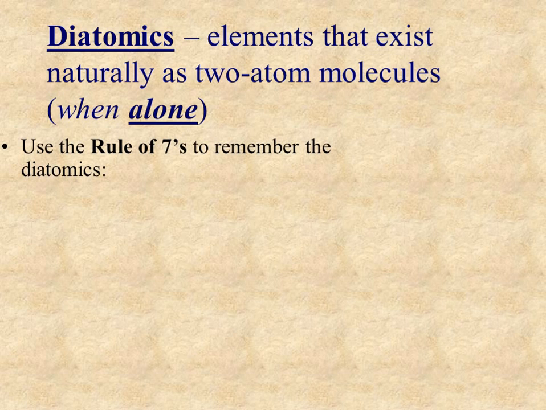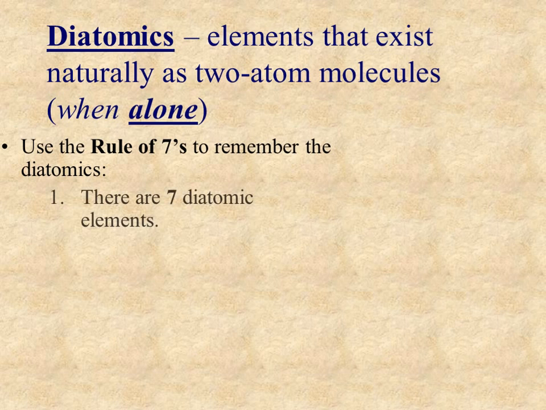So to remember these 7 elements, the 7 diatomic elements are hydrogen, nitrogen, oxygen, fluorine, chlorine, bromine, and iodine. There are a couple of different ways that you can use to remember it. There are a number of mnemonics out there that people have used to remember these 7. But 2 methods that I think are particularly useful. One is called the rule of 7s. And as the name indicates, 7 is a very important number to this memory scheme.